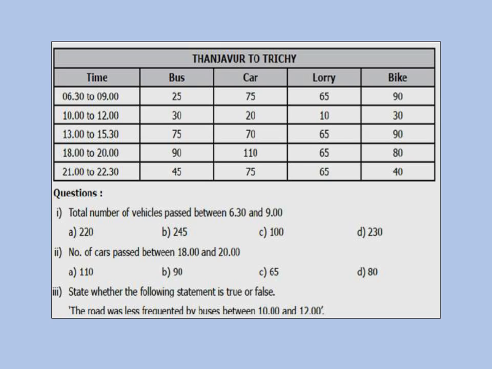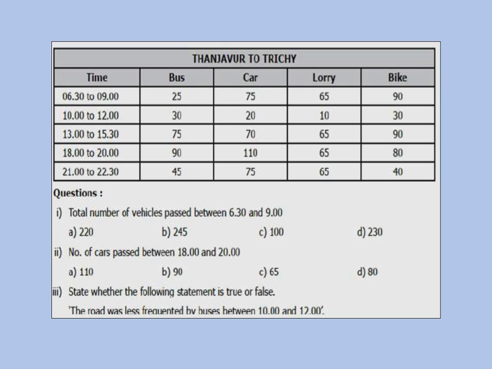Next, look at this tabular column. This is the timing given here. 6:30 to 9, 25 bus, 75 car, 65 lorry, 90 bike. 10 to 12, 30 bus, 20 car, 10 lorry, 30 bike. 13 to 15, 75 bus, 70 car, 65 lorry, 90 bike. 18 to 20, 90 bus, 110 cars, 65 lorries, 80 bikes. 21 to 22, 45 bus, 75 car, 65 lorry, 40 bike.